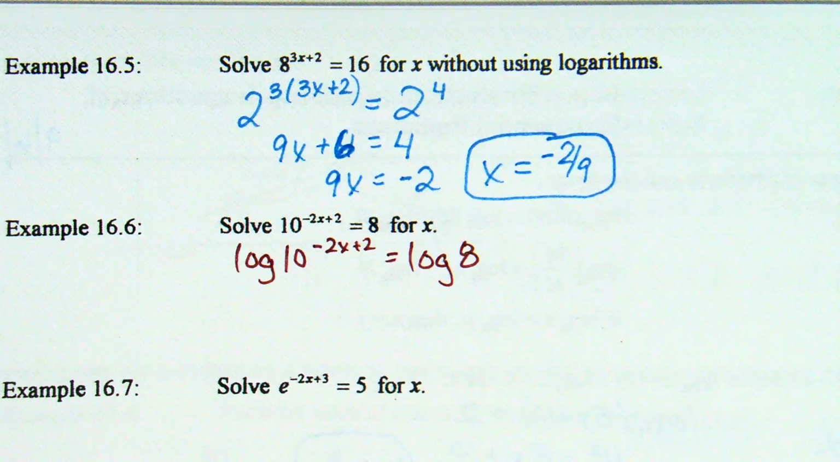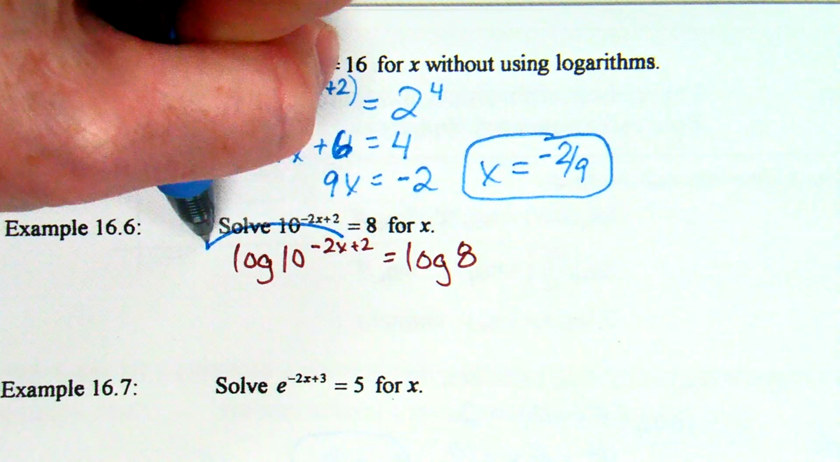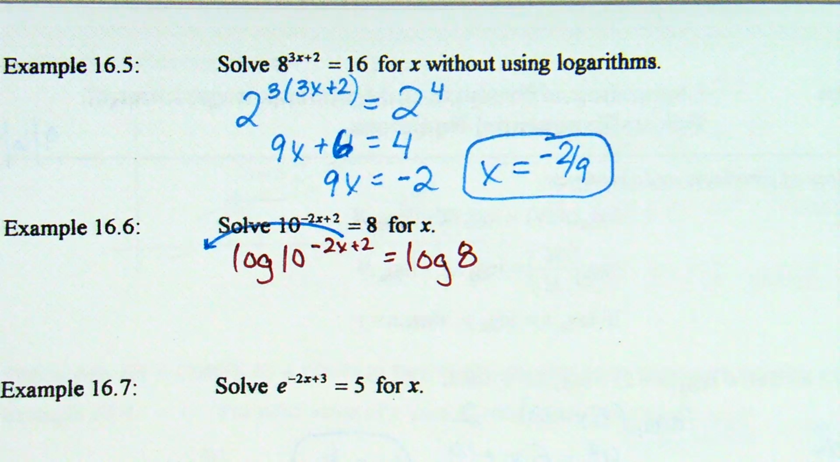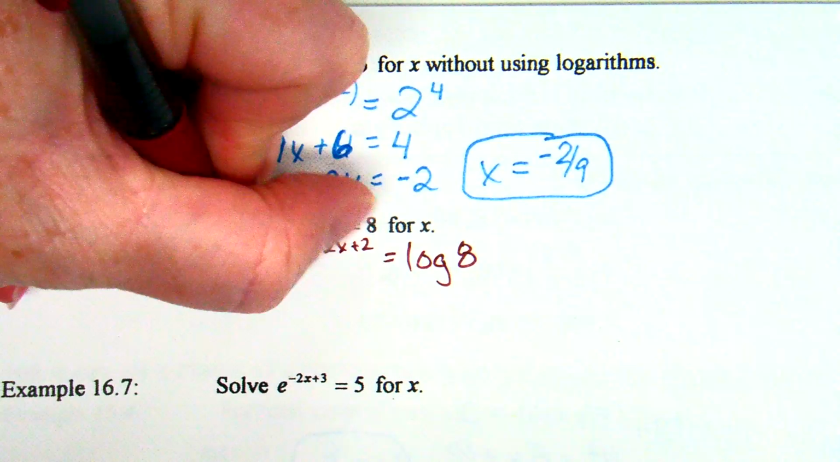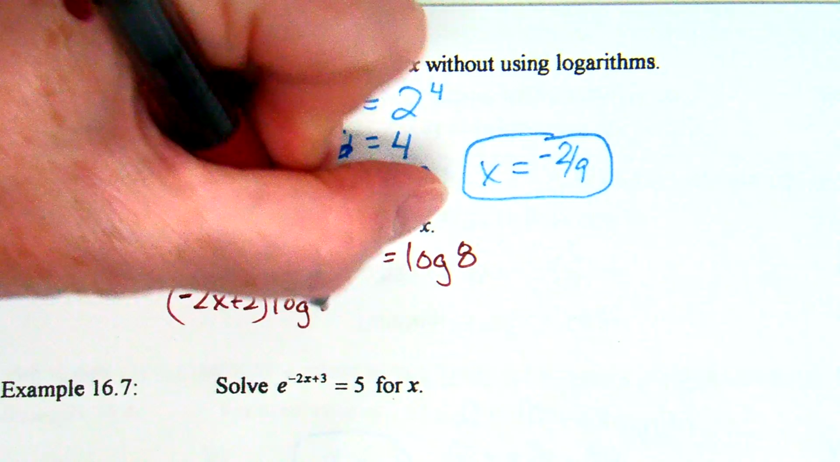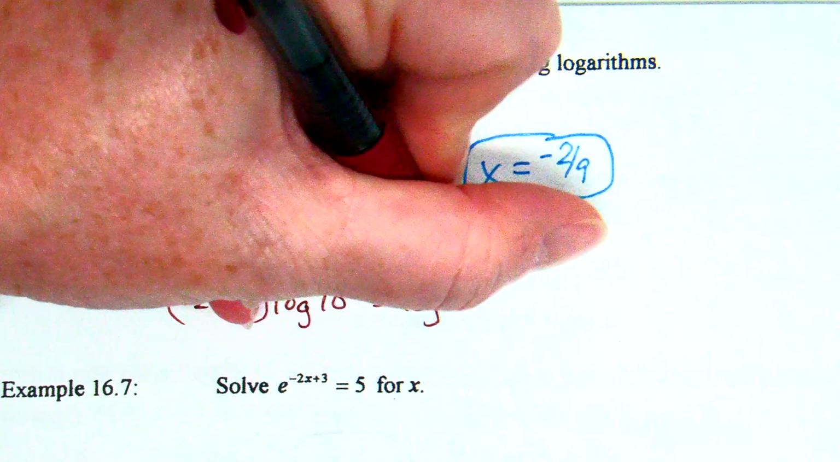What does our power property allow us to do? Take that power and put it out front. So I have the power, negative 2x plus 2, and I'm going to put that in parentheses because that's more than one thing, times log 10 equals log 8.